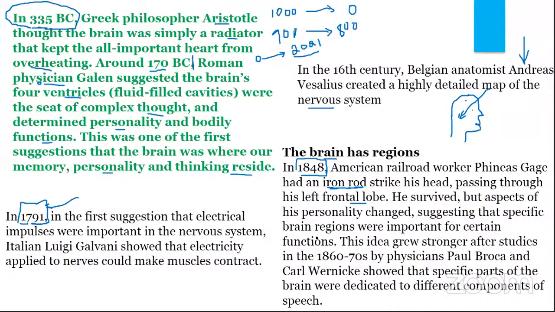Because before, everyone thought that the moment you shoot someone in the head, someone dies instantly. But when this happened, when they were constructing the railway in America in 1848, that's when they said, kumbe, the brain has different regions and each region controls certain parts. This idea grew stronger after studies in the 1860s and 70s by physicians Paul Broca and Carl Wernicke. They showed that specific parts of the brain were dedicated to different components of speech. That's why some people are born unable to speak. I don't know what they call them in Uganda, but there are people who cannot speak and cannot hear. There are different parts of the brain that control speech, smell, and all those other portions.